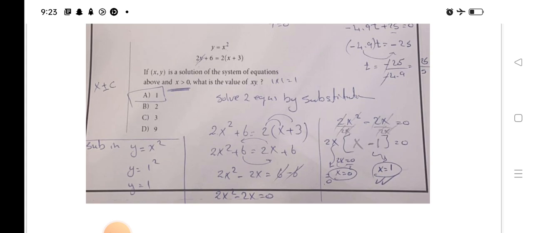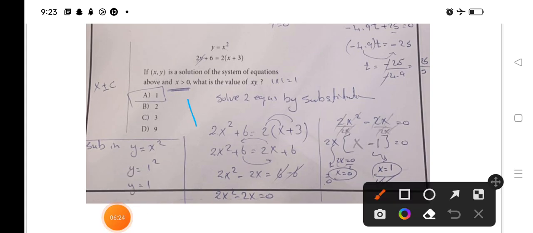Okay. And he said something very important too. Here, x greater than 0. What's the value of xy? The required is x multiplied by y. And he gives me a very important hint, or condition: x greater than 0. So x is positive. Okay, so what shall I do?